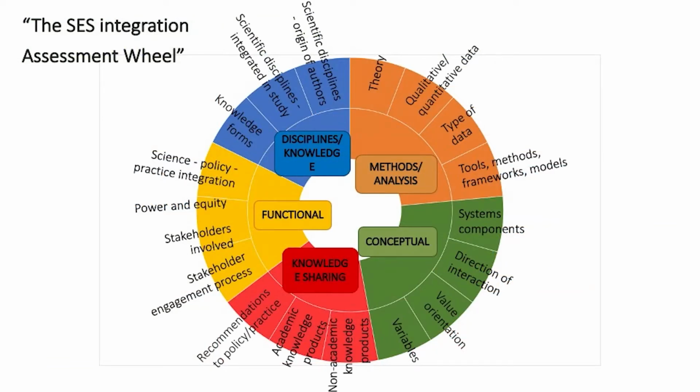So then we chose to illustrate the extent of integration across the categories in something that we call the SES Integration Assessment Wheel. And for each study within RESPEN, we reviewed all the studies. We plotted the extent of integration for each subdimension. So does it have a weak or intermediate or strong integration?